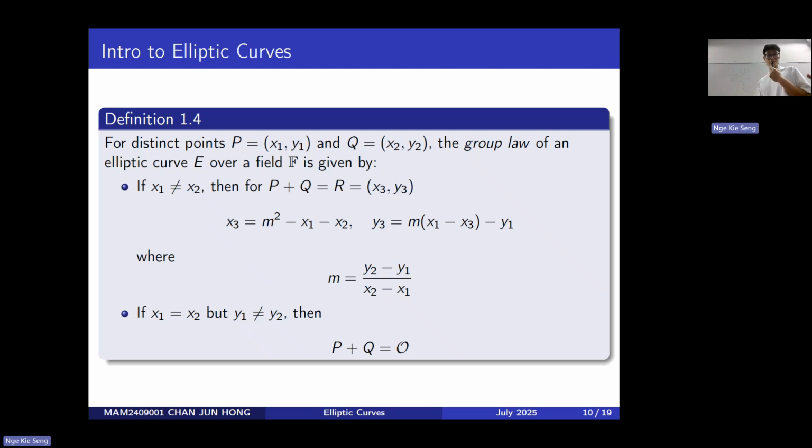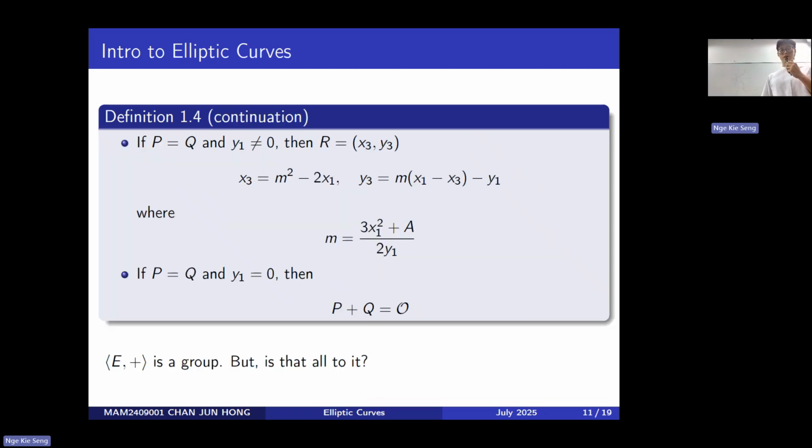when we have that x1 equals x2, but y1 does not equal y2. So let's say Q is somewhere here. So then the line drawn between them would be a straight line down. So this would be going to the point O, which is the infinity point.